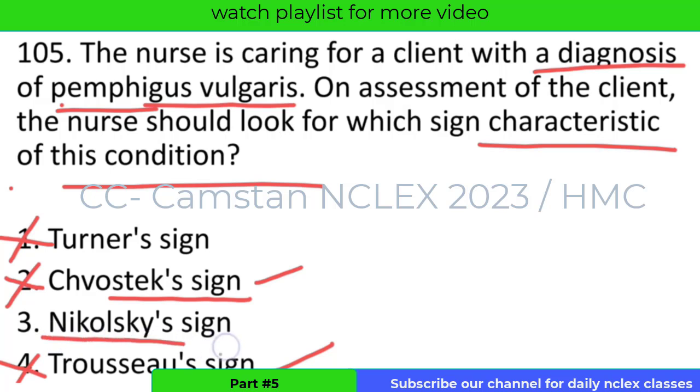So here the right option of this question is Nikolsky sign. In this sign, the top layers of the skin slip away from the lower layers when rubbed, and in this condition the superficial layer of skin slips from the lower layers with a slight rubbing or pressure. So the Nikolsky sign is the main characteristic feature seen in pemphigus vulgaris. So here the right option of this question is option three, that is Nikolsky sign.